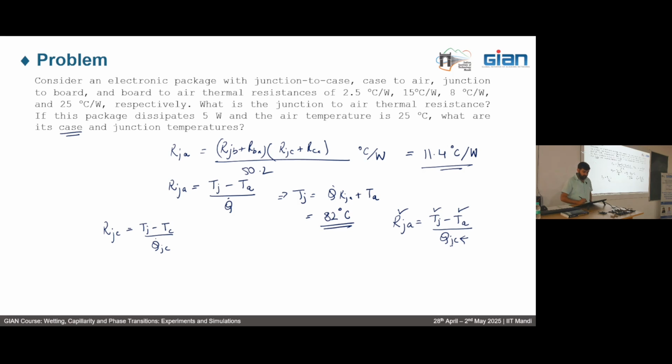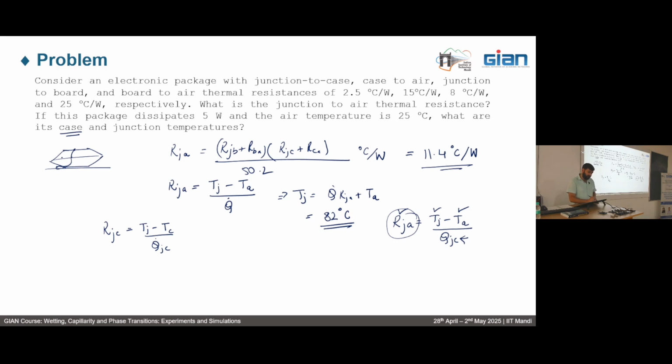Qjc, because we have this device, and when we define the resistance between junction and air, we have two paths where the heat can transport from the junction. It's either to the board or to the casing. So we want to know how much of the heat out of 5 watt goes to the board and how much goes to the casing, right? So that's why we are using Qjc.